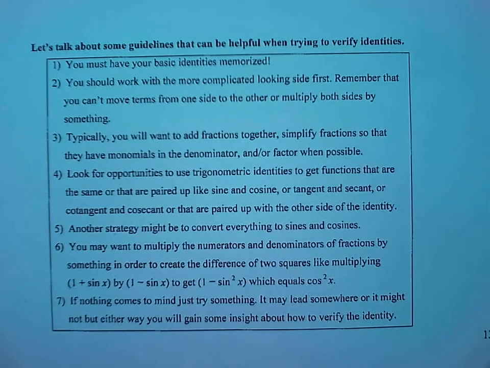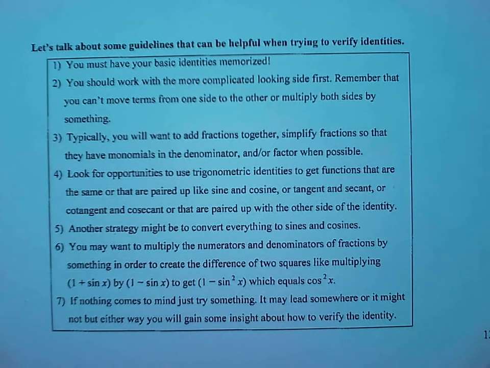But let's go over some of these general guidelines, or they're really just helpful ideas for whenever we solve these problems and also the examples that we're about to get into. So it says, let's talk about some guidelines that can be helpful when trying to verify identities, and that's what we're about to do in the next examples. For one, it says you must have your basic identities memorized, which are the identities that we just saw in the first box, the box at the beginning of this section, and the examples that we just went over.